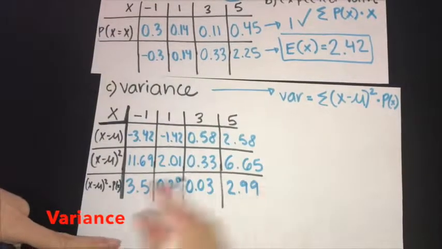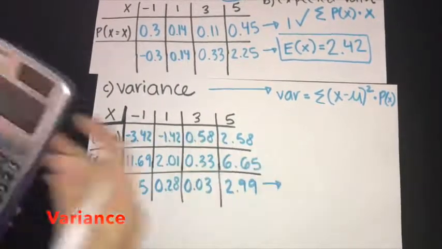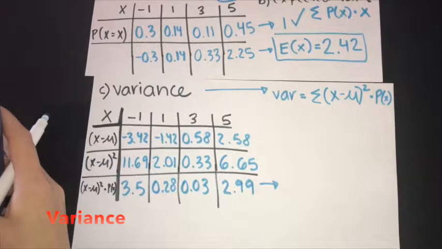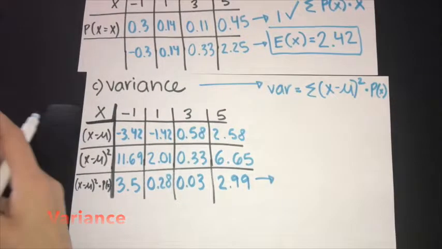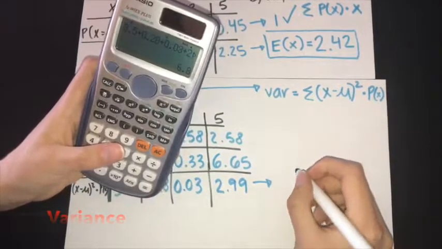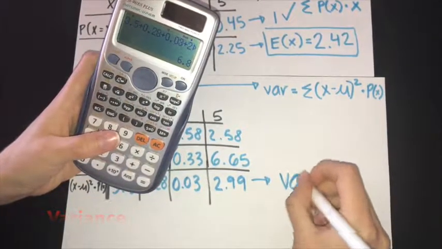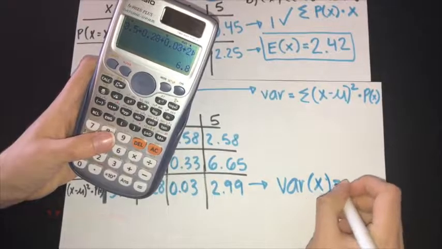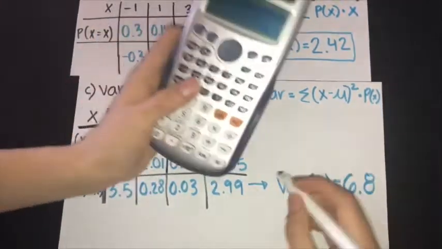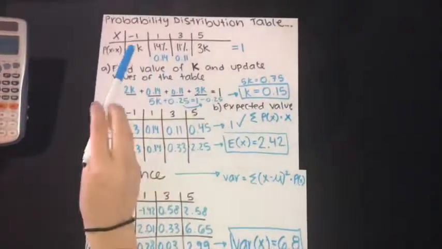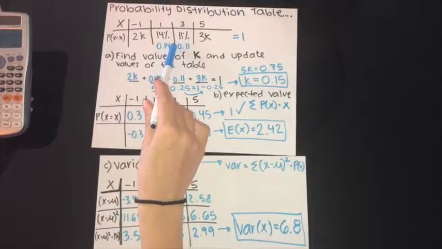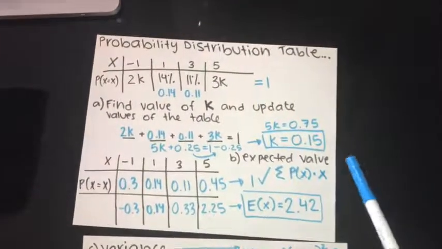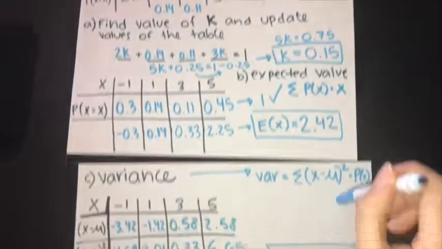And to find the variance, we will add all of this. 3.5 plus 0.28 plus 0.03 plus 2.99. And our answer is 6.8. We just learned how to find a value in a probability distribution table, how to substitute the values in the table, how to find the expected value, and how to find the variance.